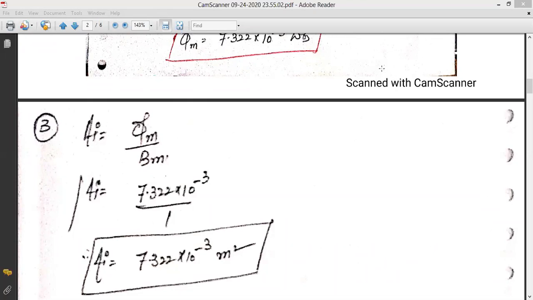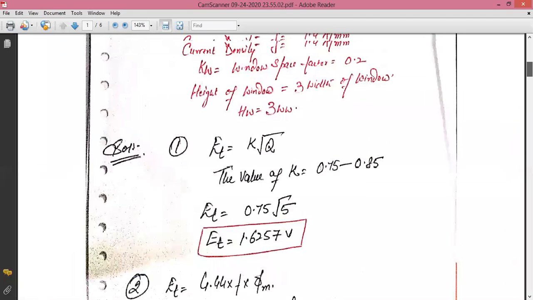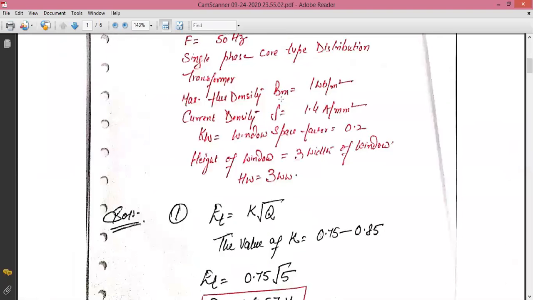Sir, but you said that the value of Bm lies between 1.3 to 1.5. Why exactly in this case is it taken as 1? I told you that the value of Bm lies between 1.3 to 1.5. The question is, if the value of Bm is not given in the numerical, then you can take a value of 1.3 to 1.5 Weber per meter square. But whenever you get a design, you have to use the value that is given to you. In that particular numerical, the maximum flux density Bm of 1 Weber per meter square is given to you. That is why I can use this value. If this value of Bm is not given to me, then I can't use it.